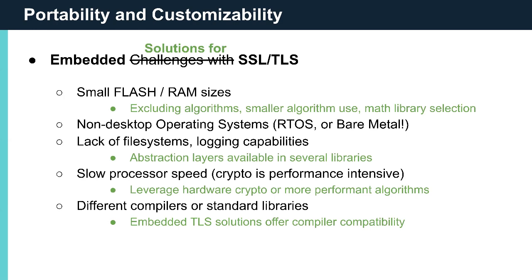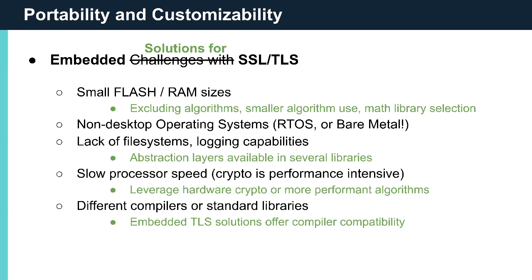So for small memory sizes, you can exclude algorithms. Excluding just means compiling them out of the library completely. You can use a smaller algorithm. Some have a smaller footprint size than others. We have different math libraries, and controlling that can sometimes greatly impact the footprint size of the library. You can also use different key sizes depending on security levels and your requirements there.